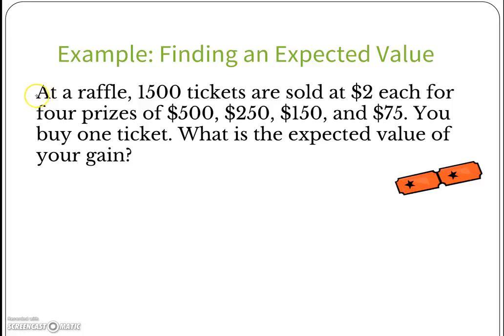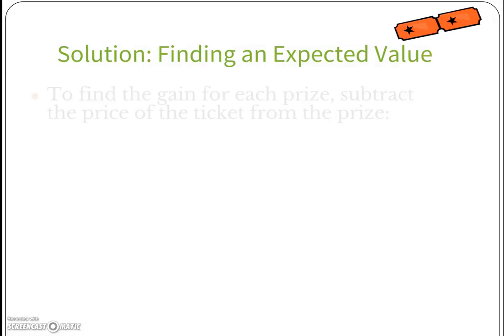At a raffle, 1,500 tickets are sold at $2 each for 4 prizes of $500, $250, $150, and $75. You buy 1 ticket. What is the expected value of your gain? So you're going to spend $2 for 1 ticket, and you have these possible outcomes that could happen. And there's 1,500 tickets sold total. So what do you expect to gain or lose from your 1 ticket? And that's what the expected value is.